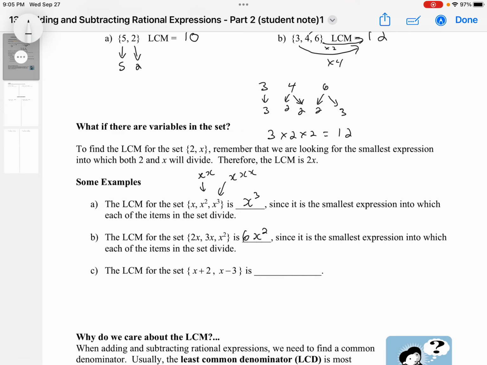Least common multiple for the set x plus 2 and x minus 3. Now, this is the hardest looking question of the day, and I'm telling you it's actually the easiest question. Because each of these are factors in themselves, x plus 2 is one factor, x minus 3 is another factor, life is actually very easy here. We need a least common multiple. We need something that x plus 2 divides into. So x plus 2 is going to have to be a factor.